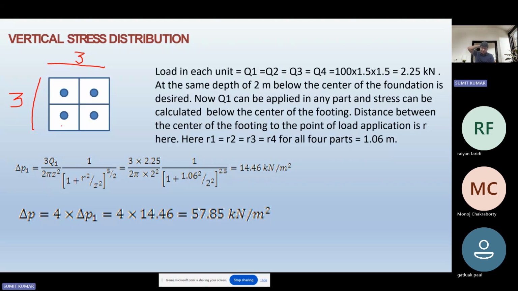So at the same depth of 2 meter below the center of the foundation, we have to calculate the value of stress. Now Q1 can be applied at any part, and stress can be calculated below the center of the footing. The distance from the center of the footing to that point, R, also needs to be calculated. So the R value is root under 2 square plus 1.5 by 2 square. Let me calculate this.